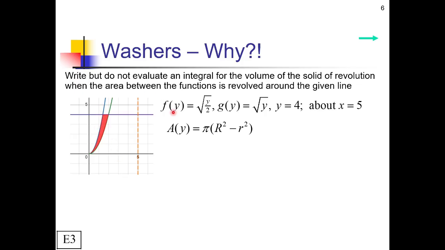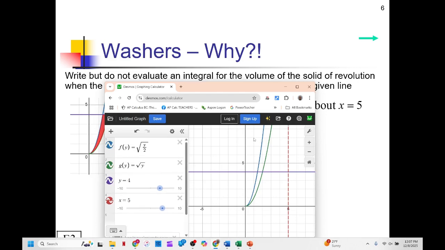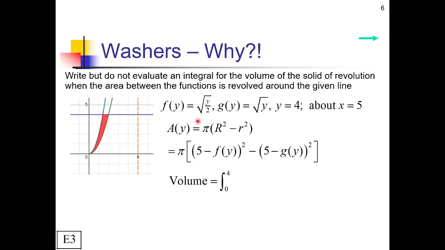Now, which curve is that? Is that f or g? Well, let me go back to Desmos, and these things are color-coded. This closer one here looks like that's the f of y function. So we're going to have pi times (5 minus f of y minus 5 minus g of y), all of that squared. And then to get the actual volume, we need to do an integral from 0 to 4, the line y equals 4 up here, of just this a of y function that I had here. So a of y dy.